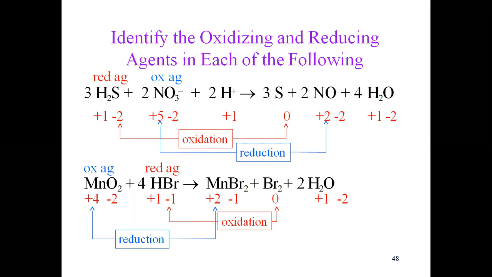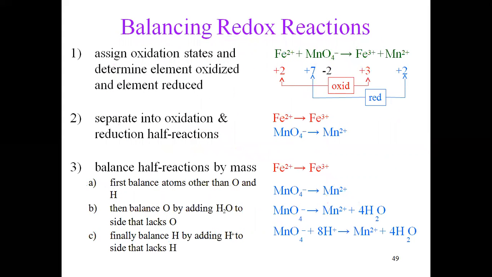Reducing agent is HBr. Oxidation is HBr to Br2. MnO2 gives MnBr2. The reduction is this. So now how can we balance this? First step is to assign oxidation states and determine the element oxidized and the element reduced.